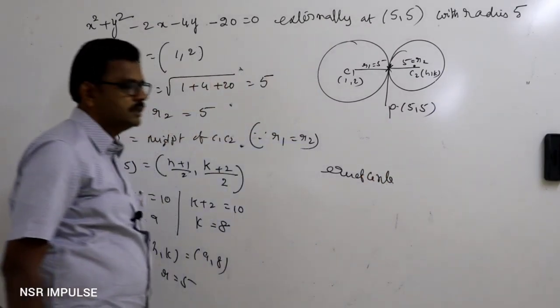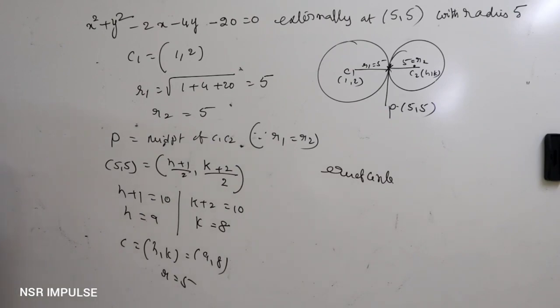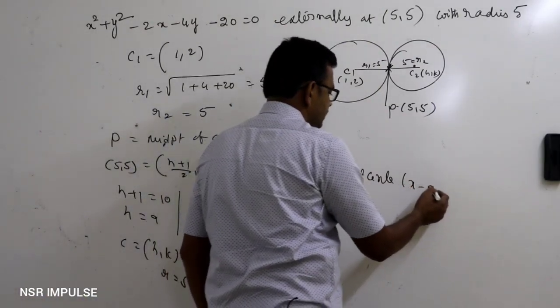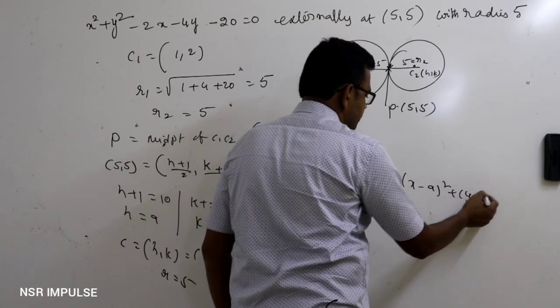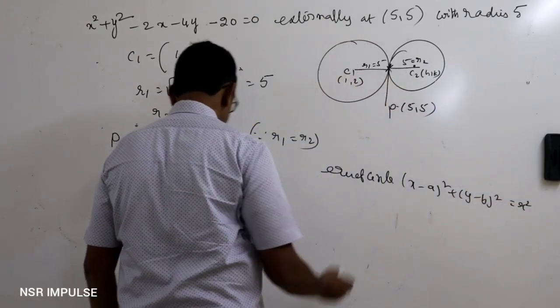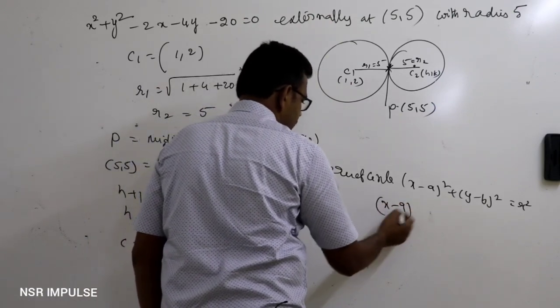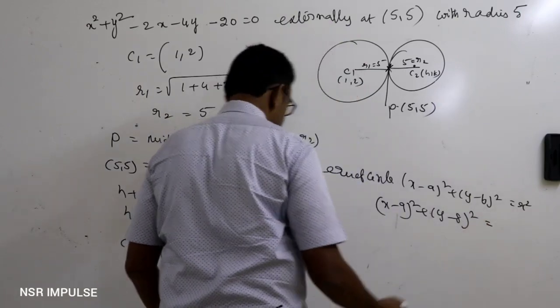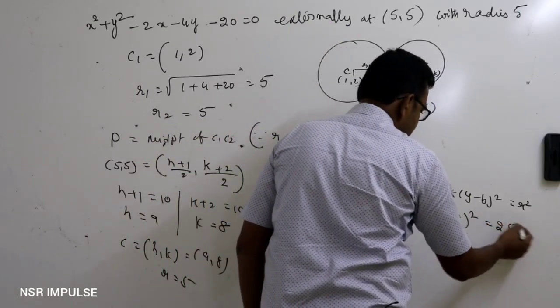So center and radius are known. Equation of circle is x minus a whole square plus y minus b whole square is equal to r square. So that is x minus 9 whole square plus y minus 8 whole square. R is 5, R square is 25.